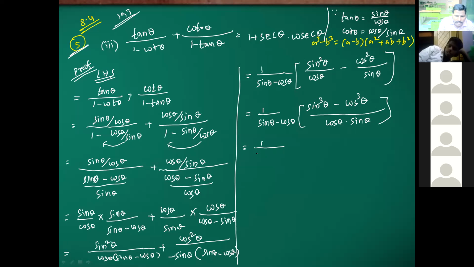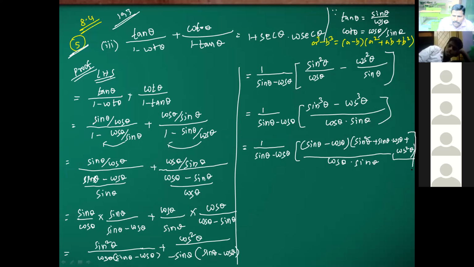Now here I'm not doing anything, same sin theta minus cos theta. Now I'm going to apply the formula. This is sin cube minus cos cube. Now first a minus b, what is that? Sin theta minus cos theta. We got it. Next, a square, in the sense the a value is sin only, so sin square theta, and plus ab means what? Sin theta into cos theta. Next plus b square. What is the b square? Cos square theta. That's it, whole divided by cos theta into sin theta. That's it. Close this bracket.